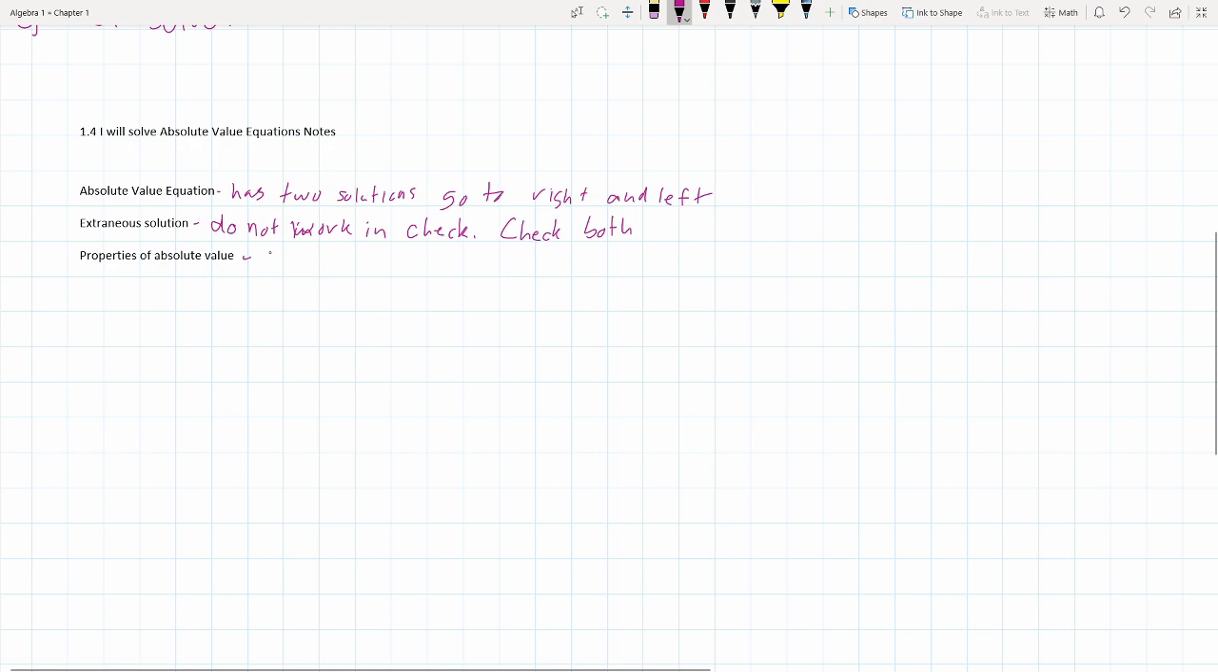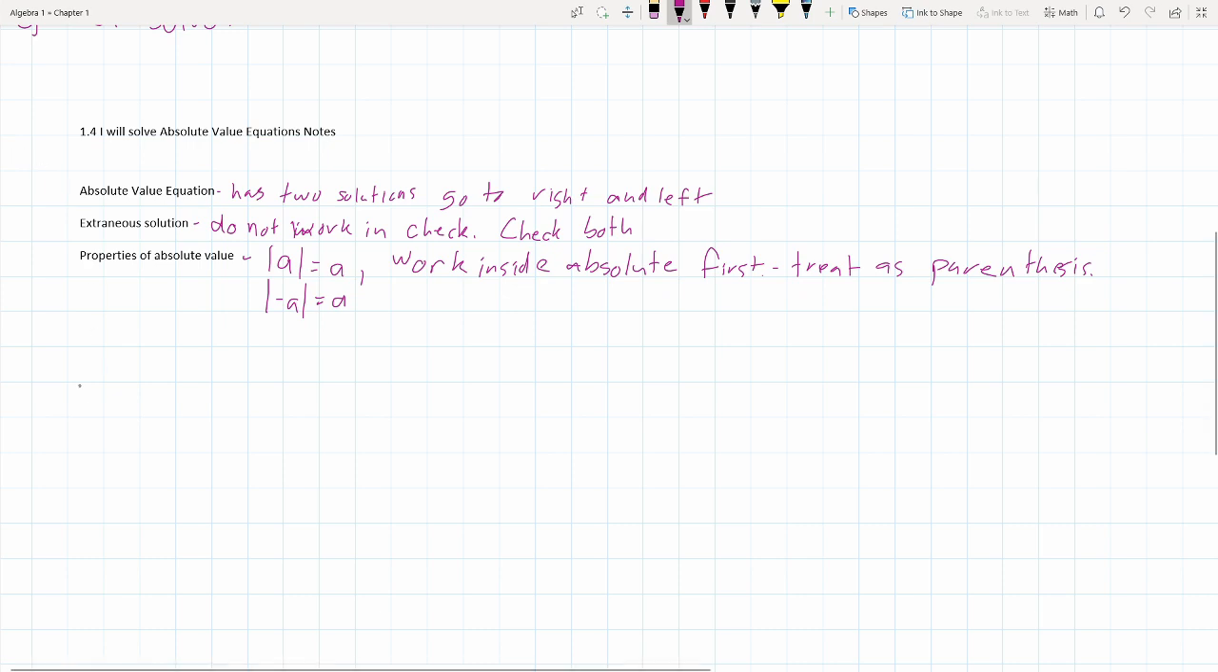Properties of absolute value. A couple things that you need to know about absolute value: if we have the absolute value of A, that's going to equal A. And if I have the absolute value of negative A, that also equals A. We also need to know that you need to work inside absolute value first, and basically we're treating it as parentheses. So just a couple things to note as we get started.